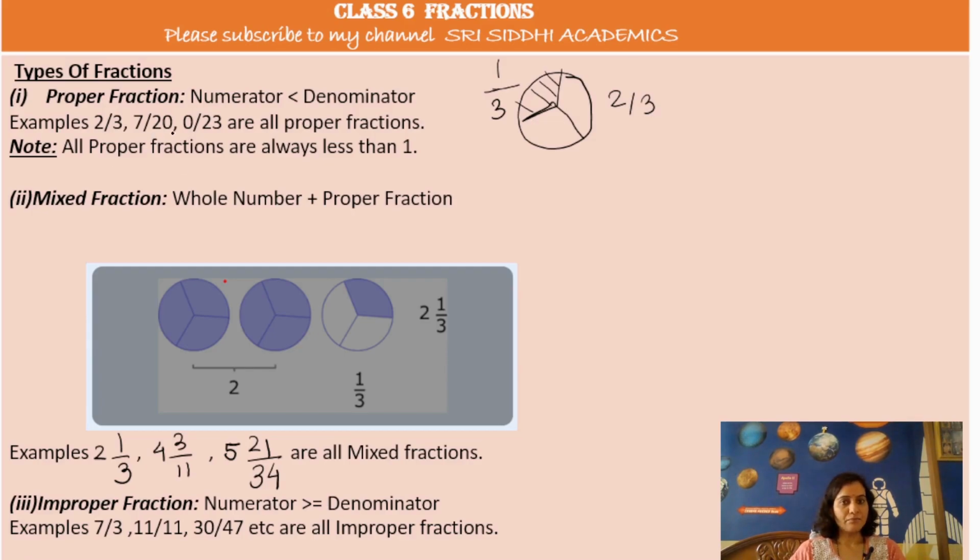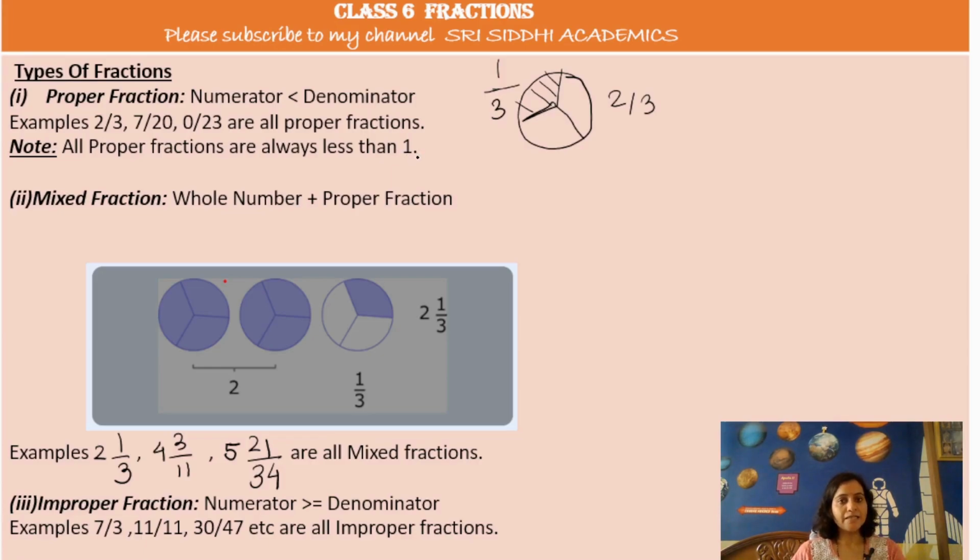Another example is 7 by 20. Even 0 by 23, 0 by any number will be called a proper fraction. That means 0 can be considered, okay, as a proper fraction. Very important point to notice, all proper fractions are always less than 1. Okay, जैसे यहाँ पर हमने देखा 2 by 3, 1 by 3 एक full cake से, one whole cake से कम ही है. So that is why all proper fractions are always less than 1. This is very important to remember.